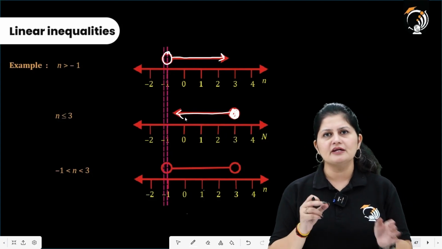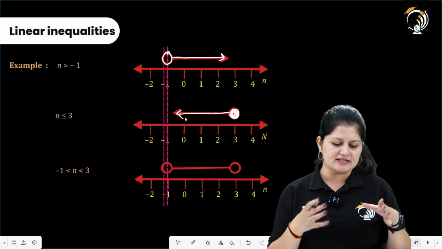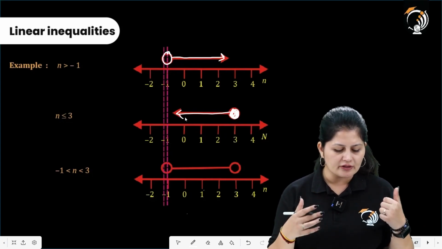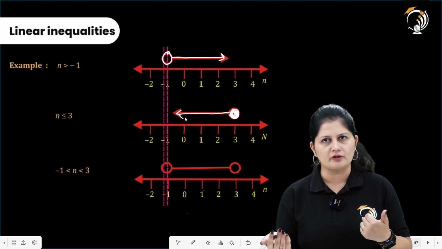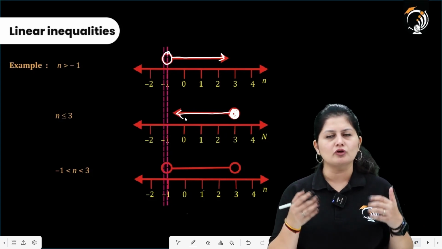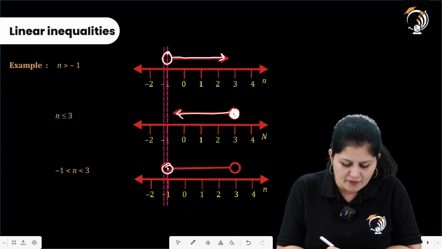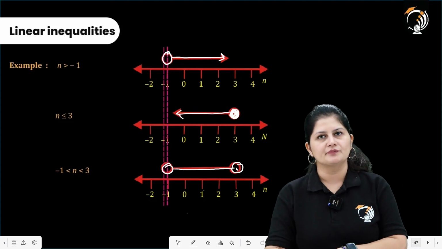Now, if we are given a certain range, that n is lying between minus 1 and 3, it is not equal to either minus 1 or 3. So in that case, at both places we are going to have an open circle, at minus 1 and at 3. And this is going to be the value here. Understood?